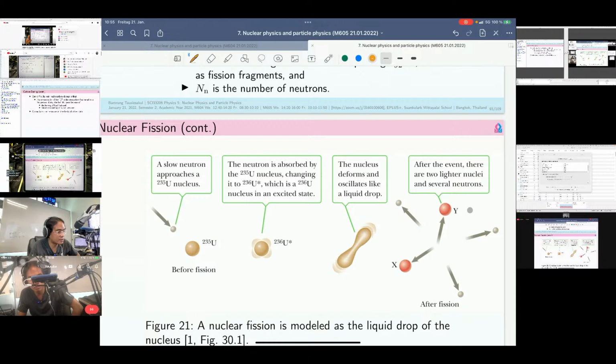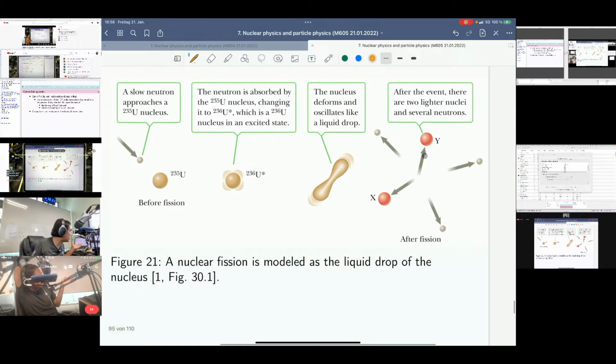So what are the X and Y daughter nuclei? What are the possible nuclei? Because I didn't go into the detail of what X and Y are, right? What is the element X? What is the element Y?